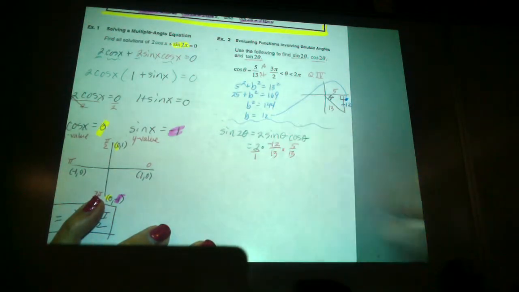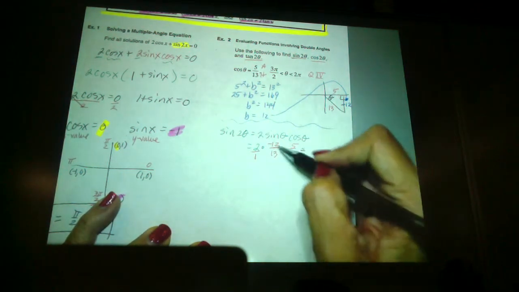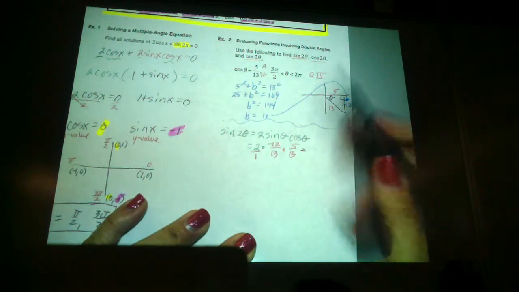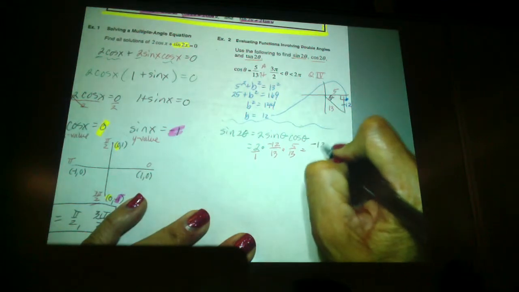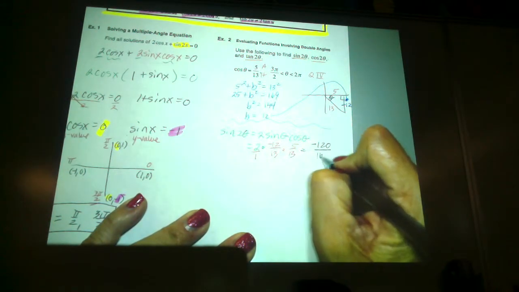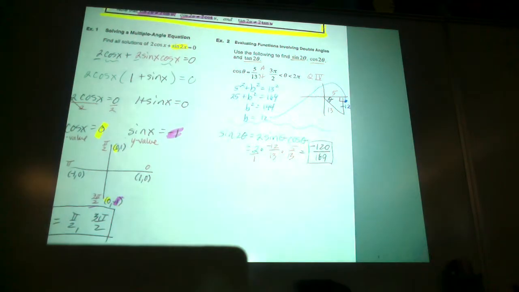And then now you're just doing the math. I'm going to put 2 over 1. And this equals, is there anything that I can cross cancel with? Vertically, diagonally? No. So 2 times 5 is 10, times the negative 12 is negative 120, divided by 13 times 13 is 169. Oddly enough, the ratio of the double angle is negative. Is sine negative in quadrant 4?